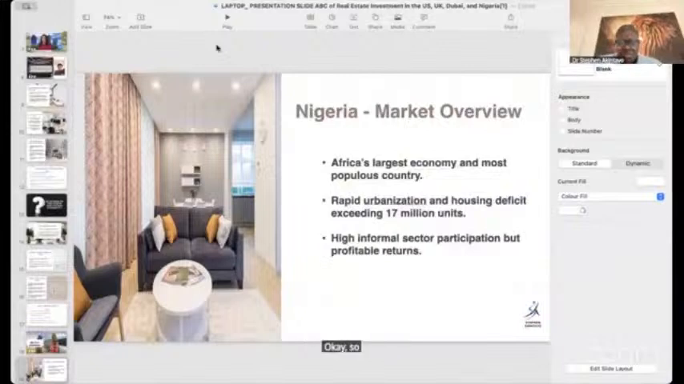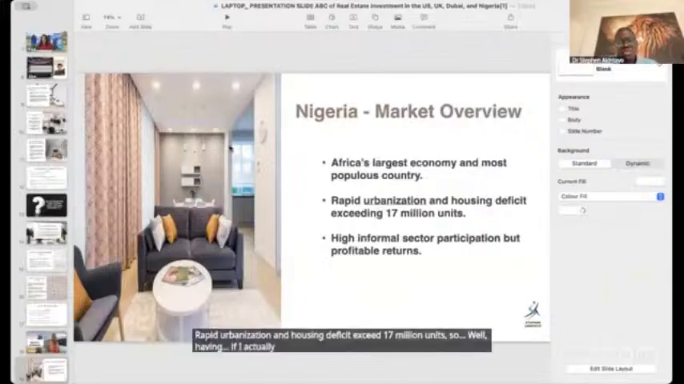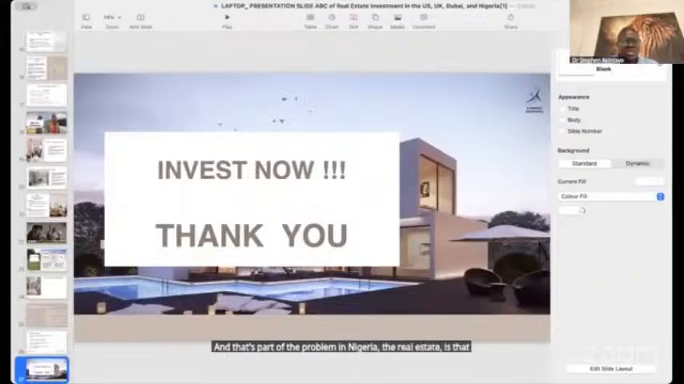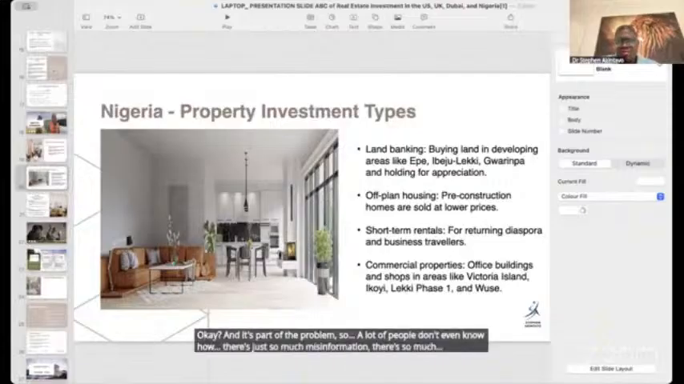Okay, so Africa's largest economy and most populous country has rapid urbanization and a housing deficit exceeding 17 million units. So we're having about a 20 million housing deficit in Nigeria, with high informal sector participation, but a good profit margin. And that's part of the problem in Nigeria's real estate: the informal sector is very informal. A lot of people don't even know how, there's so much misinformation and lack of education.